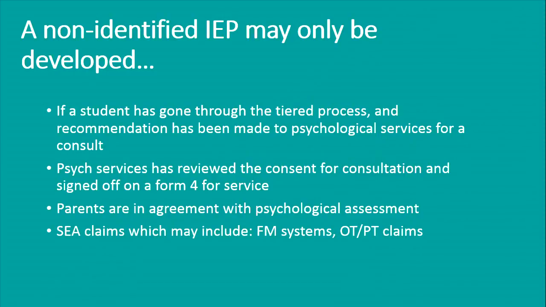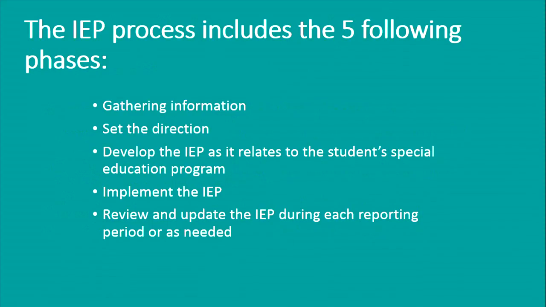Finally, non-identified IEPs may also be created for C claims, which may include FM systems or occupational and physiotherapy claims. The process begins with the gathering of information, which sets the direction of the IEP. Next, developing the IEP as it relates to the student's special education program and services. The IEP is then implemented, reviewed, and updated during each reporting period or as needed. Remember, it is a working document. Finally, the process is repeated.